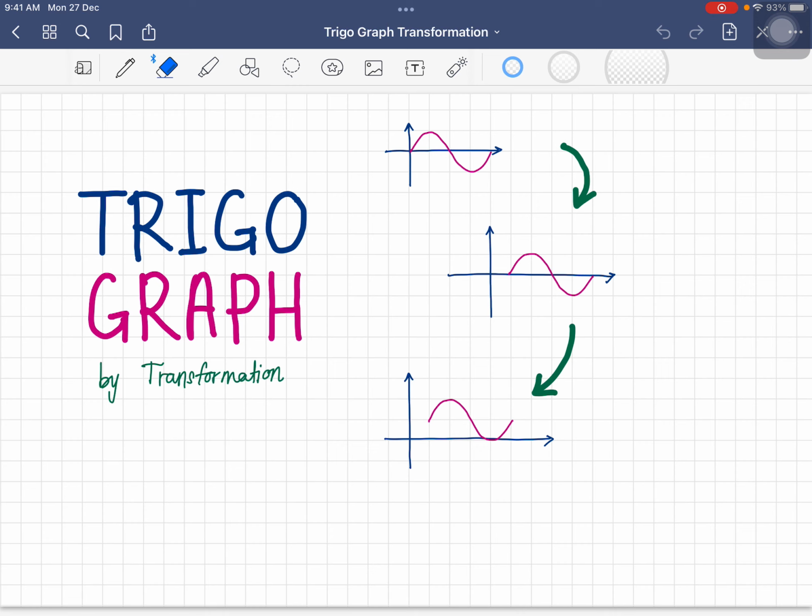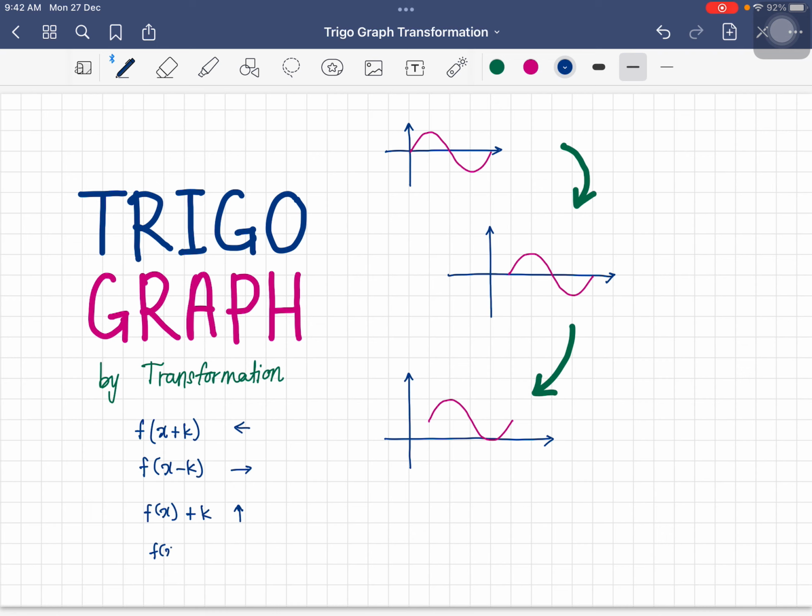When it involves transformations, let's recall shifting. If it is f(x) plus k, then we move to the left by k units. If it is f(x) minus k, then we move the graph to the right by k units. If it is plus k outside, we move it upwards by k units.